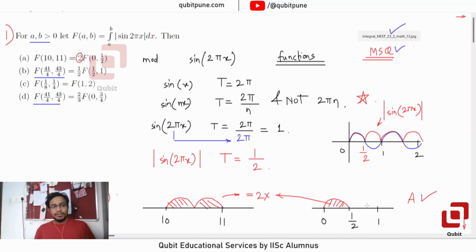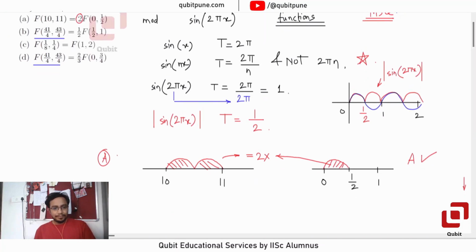Any questions on option A? Yes, no? So we have to be doing whatever we did for option A for the rest of the options. Exactly. Let's now go for B.